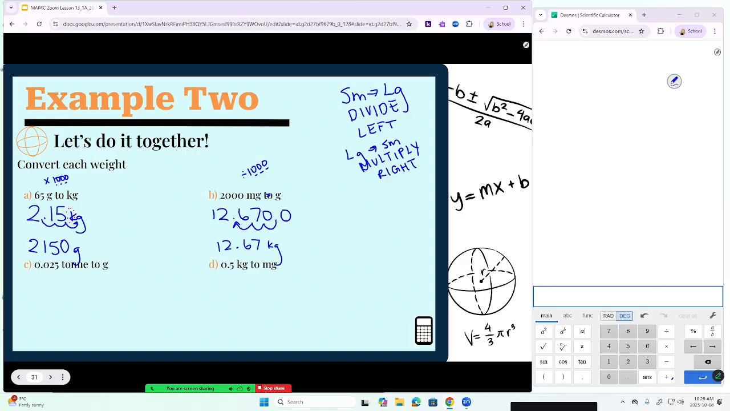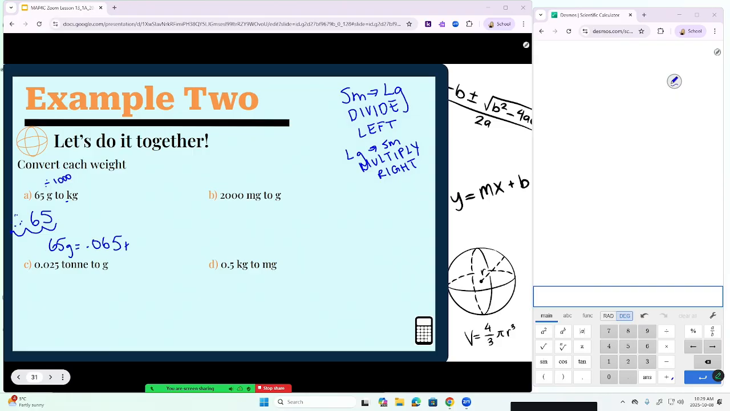The first one is 65 grams to kilograms. So we've been doing that one. That one we can just do quickly. We're going from small to large, so we're going to divide. Kilo is 1,000, so we're going to divide by 1,000. 65 means we're moving to the left 1, 2, 3, putting in that placeholder. So 65 grams equals 0.065 kilograms.